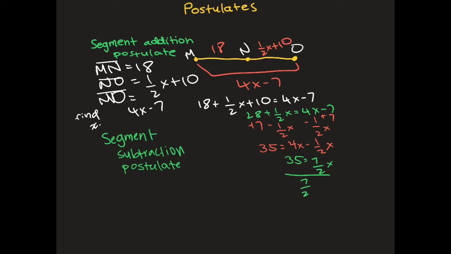Once you've divided and done the reciprocal and switched it, that'll give you your x value. So the x value is equal to 10. That's our answer.